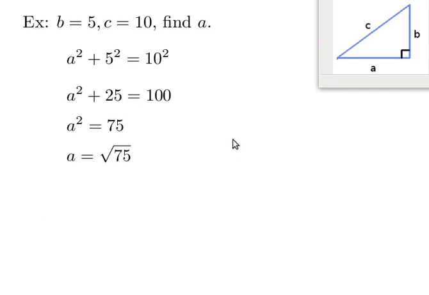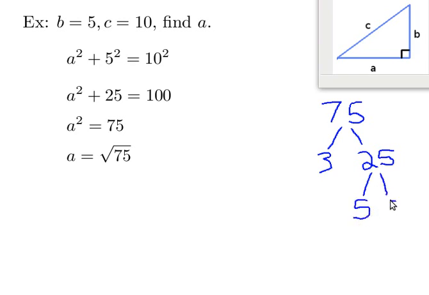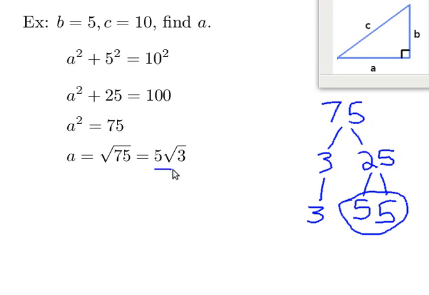Now let's go ahead and find out what the square root of 75 simplifies to. So 75, we can take 3 out of 75, and we'll get 25. And 25 is 5 squared. So you have one pair of 5s you can pull out front. So that means that a equals 5 square root of 3. So that means this is our answer. This is what a is equal to.